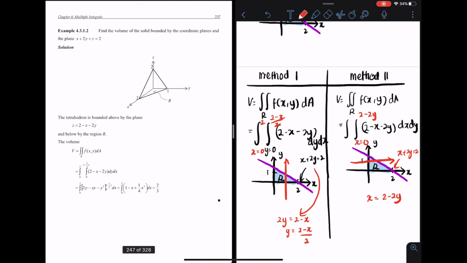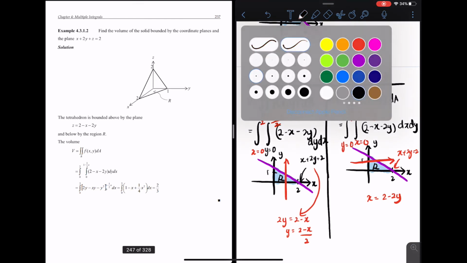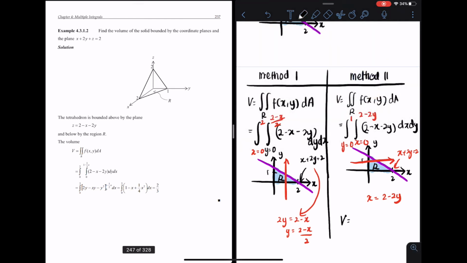I have to determine the limit with respect to variable y. So I have to observe this region R, and according to my observation, y starts from y is equal to 0, then it ends at y is equal to 1. So 1 is the upper limit with respect to variable y. By using either method, you will end up with the same answer, such as V is equal to 2 over 3.